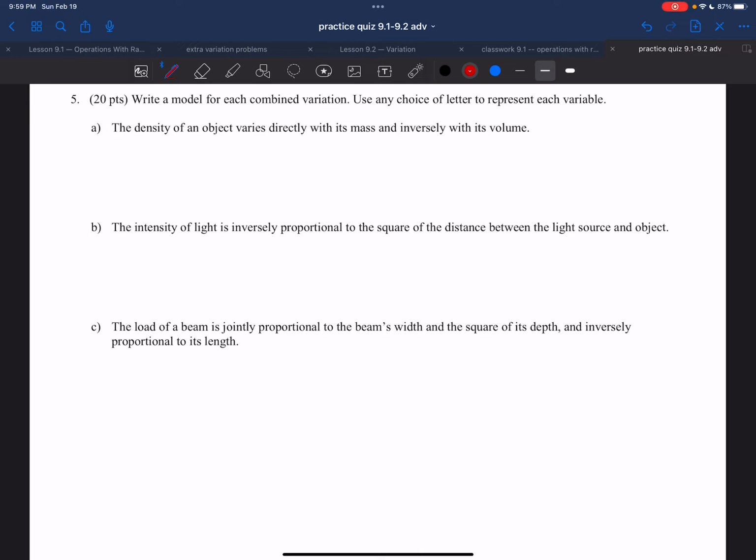So letter A here, it says the density of an object, let's call density D, varies directly with its mass, let's call that m, and inversely with its volume, let's call that v. So if it varies directly with its mass, that would say d equals k times m. But then it's inversely with its volume. So that's over volume. That's it. D equals K times M over V, or Km over V, whatever. That's it. And that's 20 points.